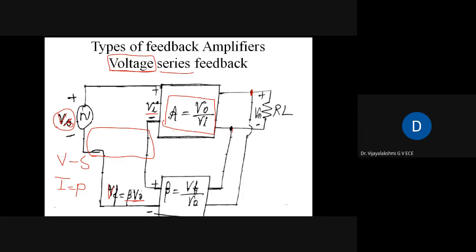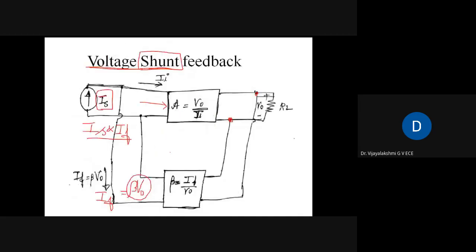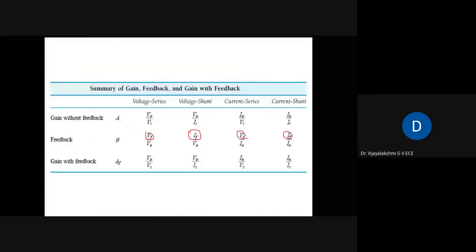If you consider feedback, it is V naught divided by Vs, where Vi is Vs minus Vf. The same thing has been tabulated here. With feedback, the gain becomes V naught divided by Is. Here I naught divided by Vs, I naught divided by Is.